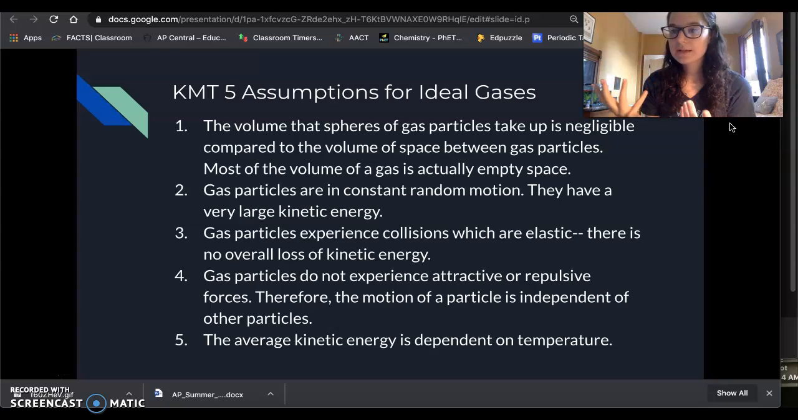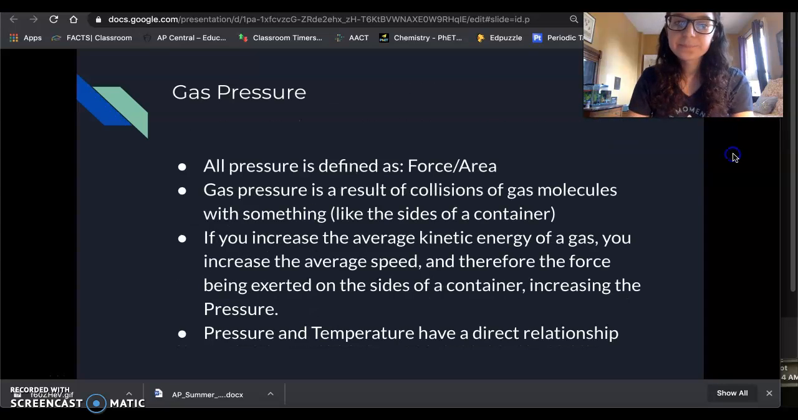When we have real gases, there are exceptions. So for example, real gases do experience attractive and repulsive forces with one another. They are less than the attractive and repulsive forces that are experienced in the liquid and solid phase, but they are still technically there. Some spheres of gas are larger than spheres of other molecules of gas. So we will go into a little bit of that, how real gases are different than ideal gases later on in AP Chem.